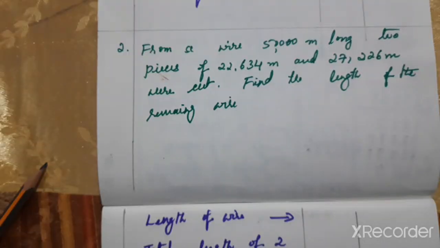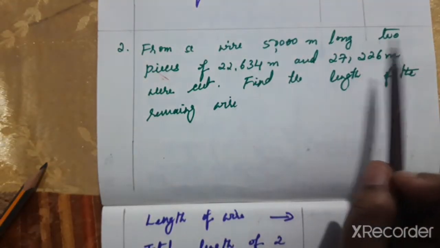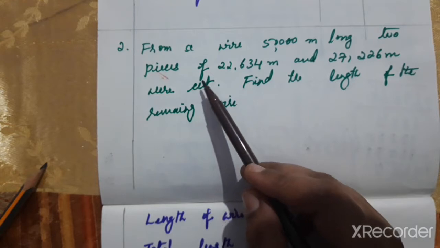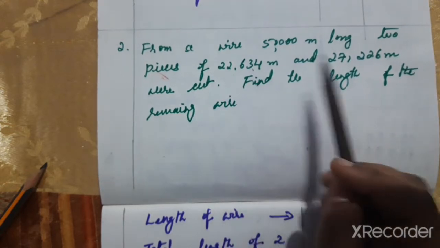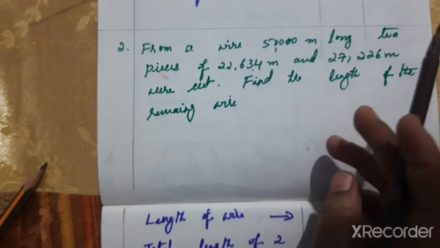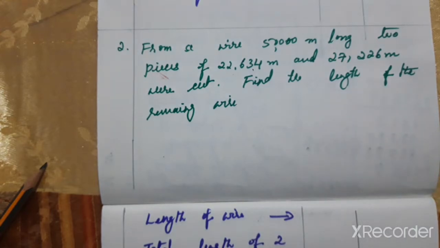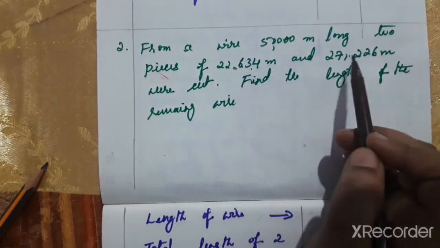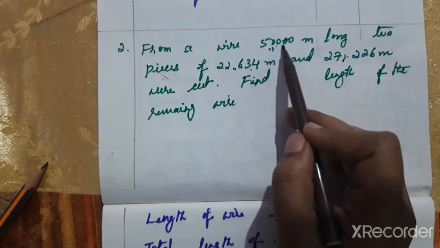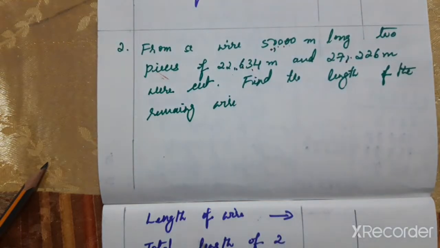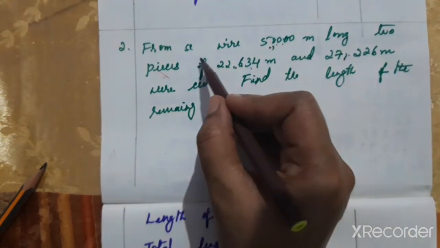So here from a wire 50,000 meter long, two pieces of 22,634 meter and 27,226 meter were cut. Find the length of the remaining wire. So we have to add these two, first piece and second piece, and minus with the total length of the wire. So we have to write the sentence what is given in the question.